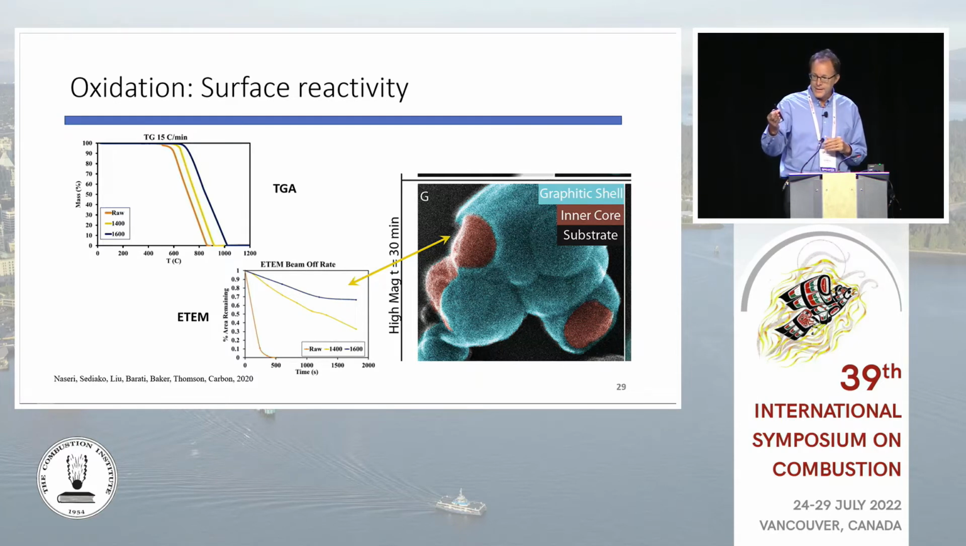Okay? And you can also do this in environmental TEM on an individual particle, and here we see the same behavior. The image there is a soot particle where the graphitic shell has been eaten away, and what you see in red is the inner core. What this is showing, again, is that in soot modeling, especially for flames, we often look at soot particles as all generic, but in fact, different soot particles have different surface properties.